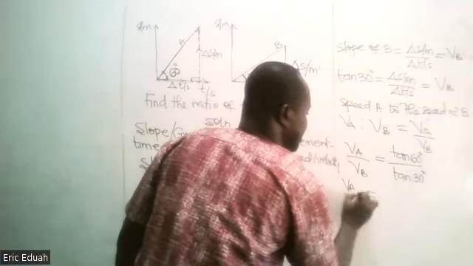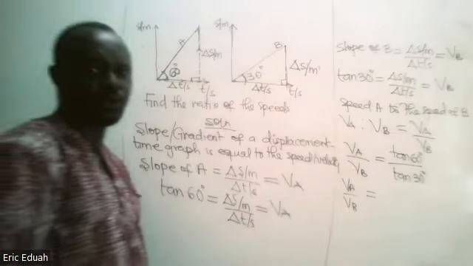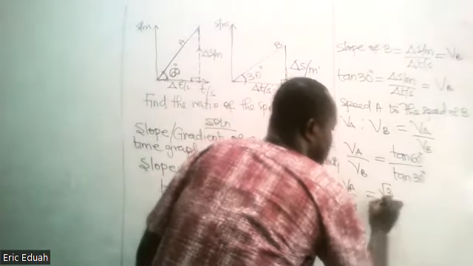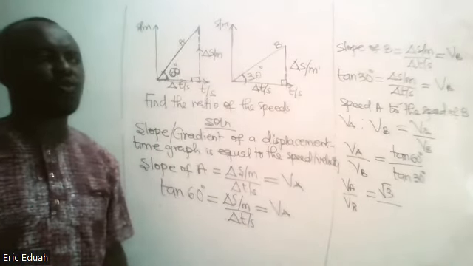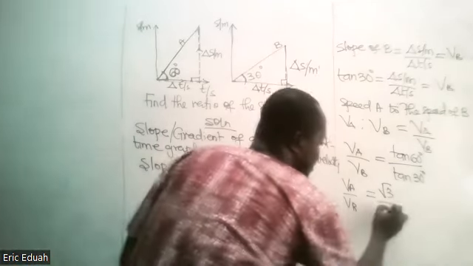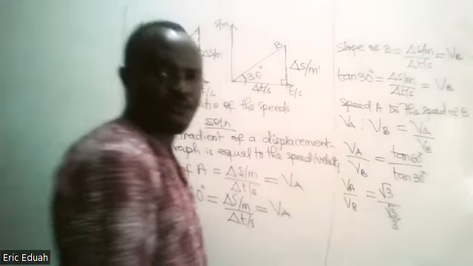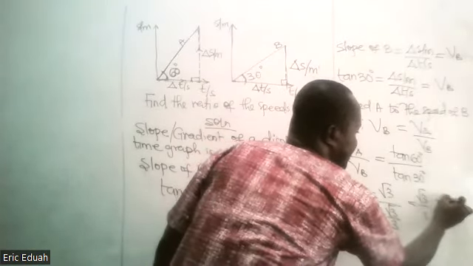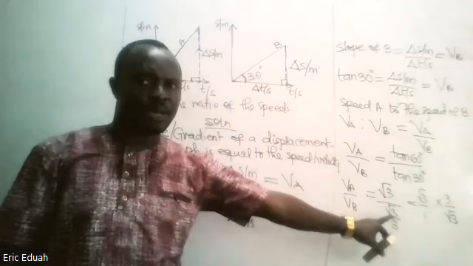And what is tan 30? Tan 60 is root 3 on 1, it's simply root 3, over tan 30. Tan 30 is equal to 1 on root 3, or root 3 on 3. So this is root 3 on 3. Therefore, root 3 on 1 times 3 on root 3. Please, are we okay with the mathematics here?